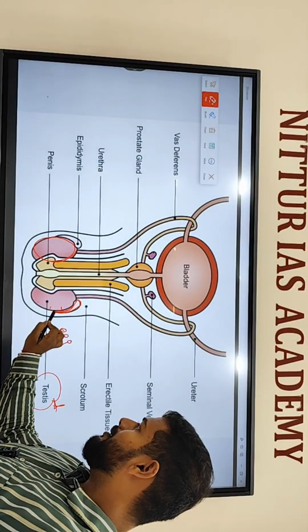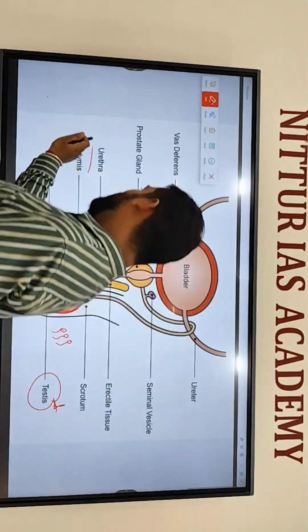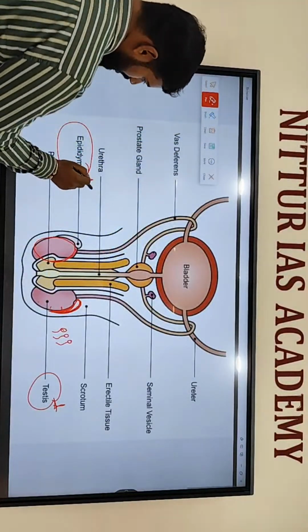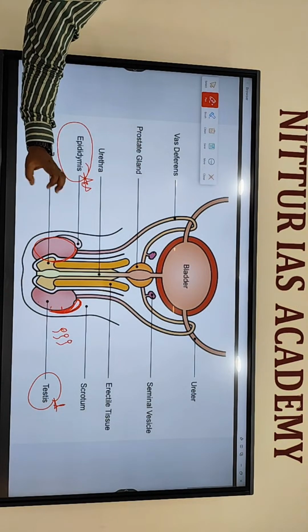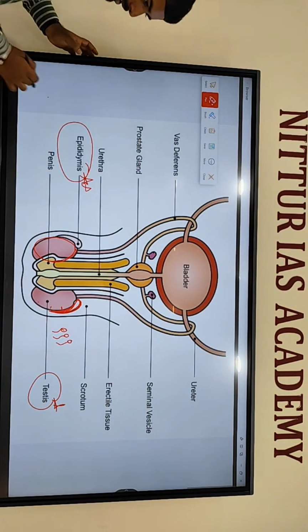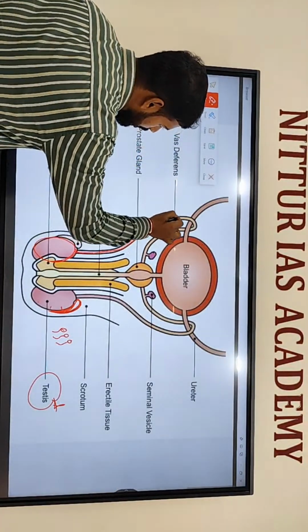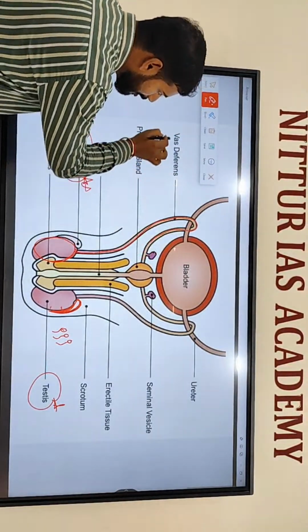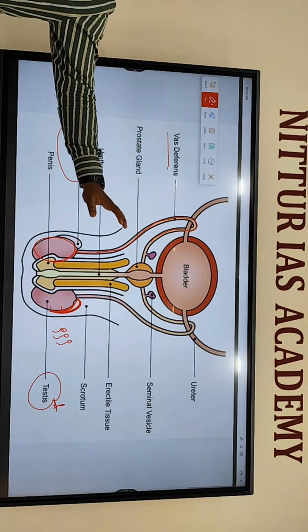On the testis, there is a sac-like structure called the epididymis. The sperm cells are stored here. Later, the sperm cells travel through a pipe-like, tube-like structure called the vas deferens. No need to worry, the vas deferens is a pipe-like structure. Later, a very important thing.